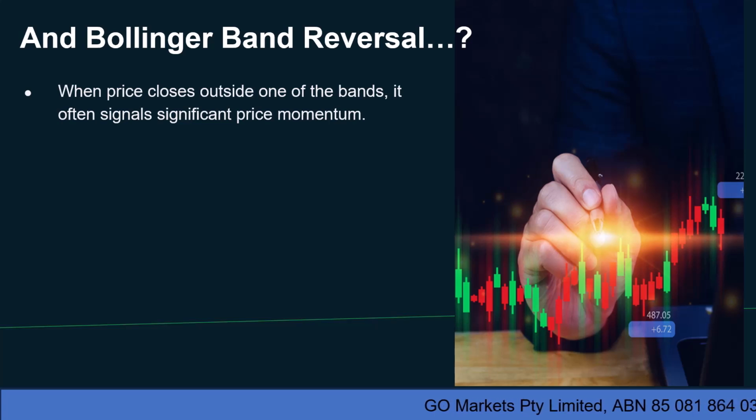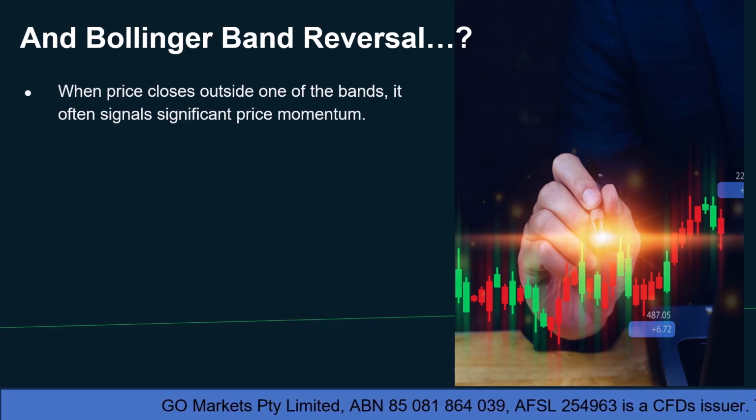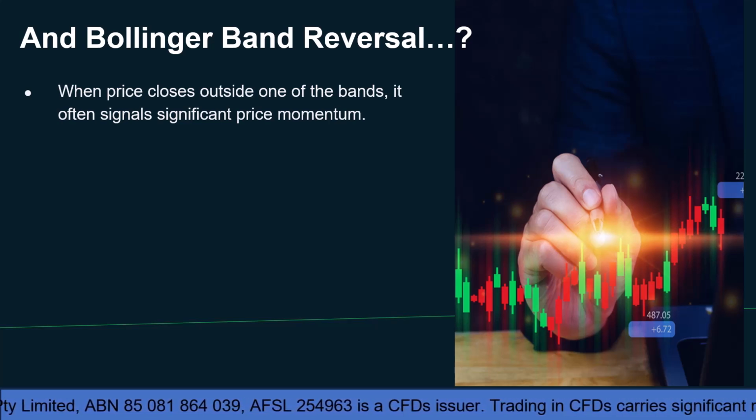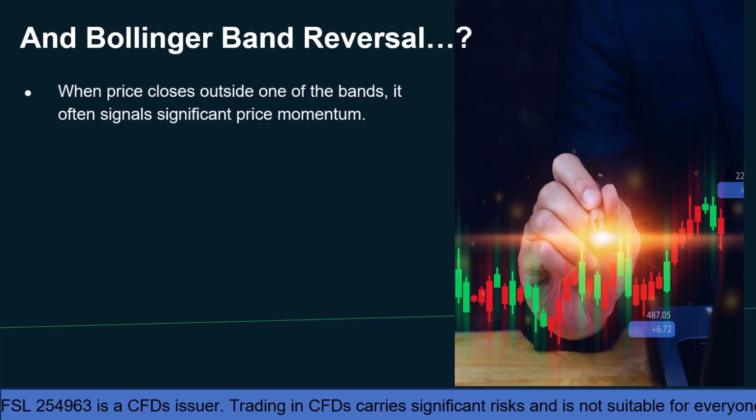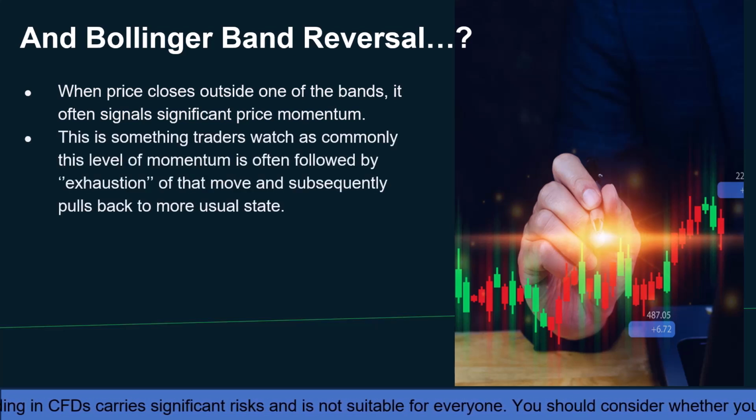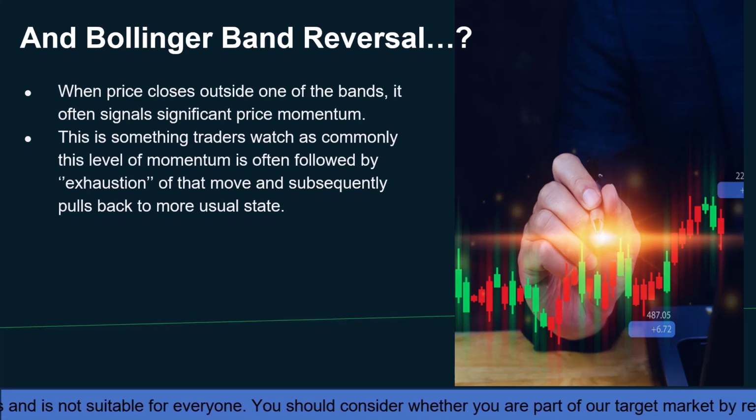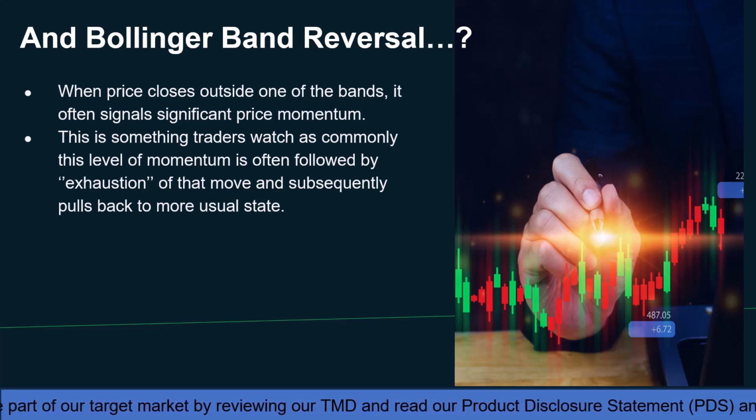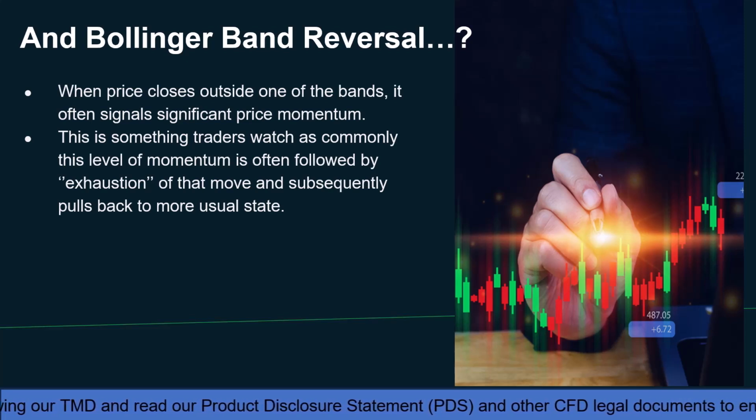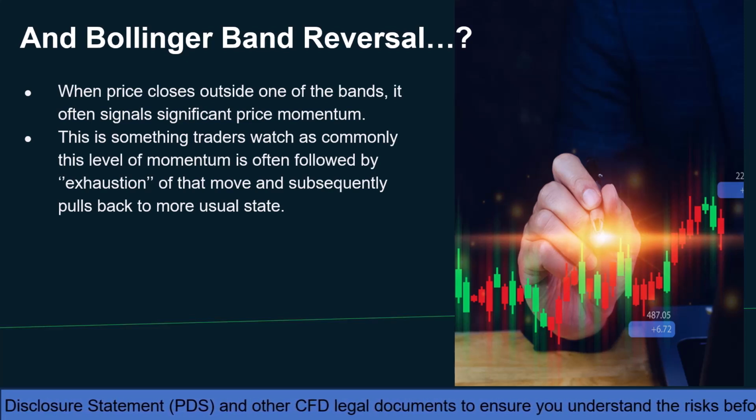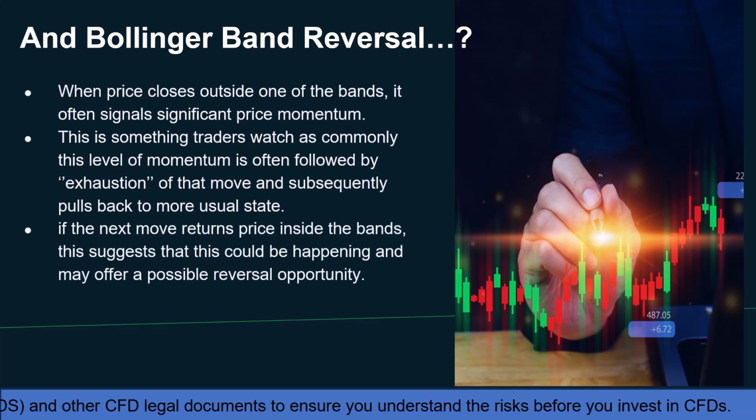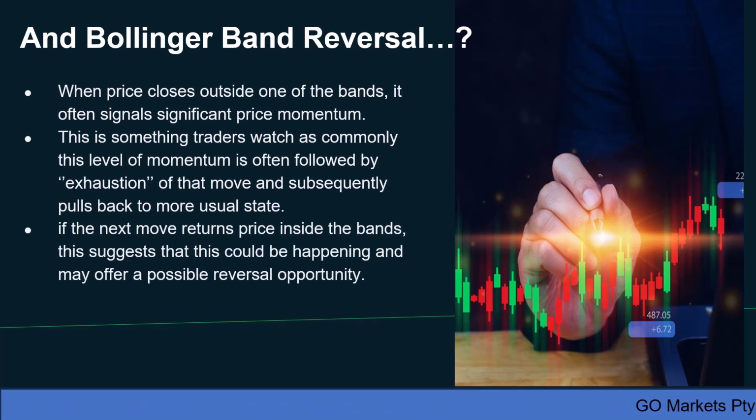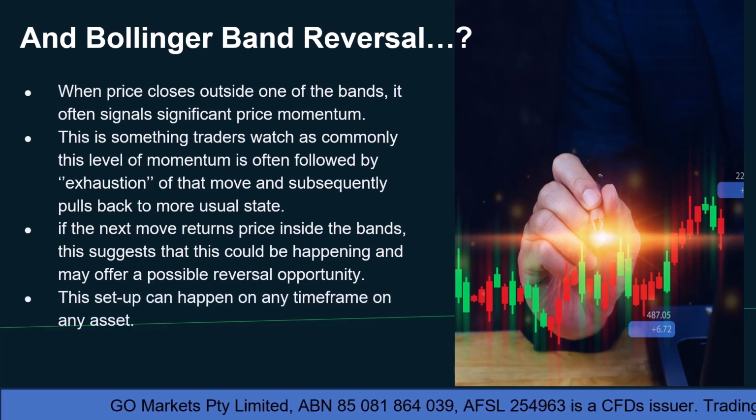So when we're looking at a reversal, we're looking first of all for a price closing outside of one of the bands. That significant price momentum will ultimately potentially run out of steam as the buyers disappear and we get a period of exhaustion and possibly a pullback to its more usual state within the bands. That movement back inside the bands may offer a potential reversal opportunity.